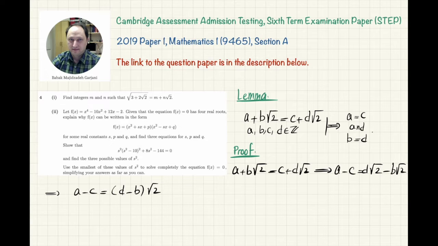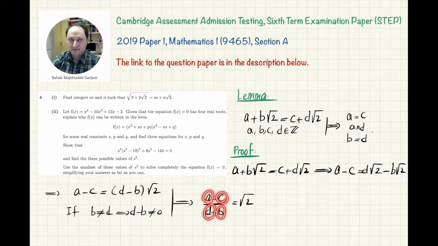So if I want to prove that b is equal to d, suppose b is not equal to d. Then this means that d minus b is not equal to 0, so I can safely divide by d minus b, and I will get a minus c divided by d minus b is equal to square root of 2. But then what does it mean? Because a, c, d, and b are integers, this fraction is a rational number.